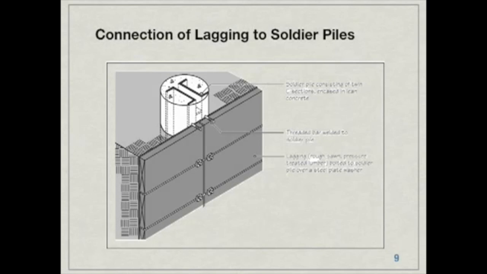Here's just a diagram of how the lagging is bolted to the soldier piles. In this case, we have twin C-section soldier piles that are encased in concrete. And then you can see right there, there's a threaded bar which is welded to the soldier pile. And then the lagging, which in this case is pressure-treated lumber, is bolted directly to the pile.